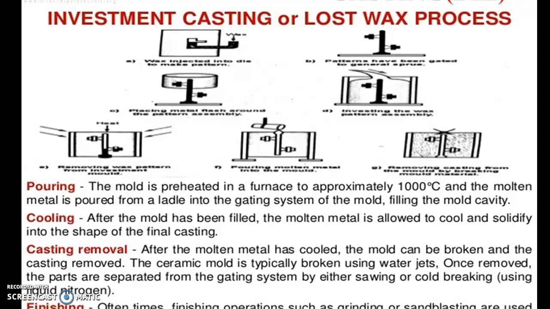Then this mold is sintered at about 1000 degrees Celsius to improve its resistivity. Finally, it is cooled down to a temperature between 900 and 700 degrees Celsius for casting. Lastly, molten metal is filled into the mold, and after it has cooled, we get the product. So this is all about investment casting.